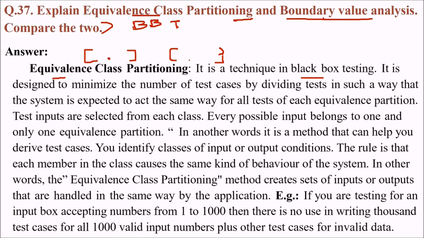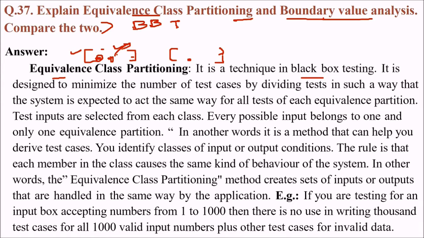We'll select one from here, say one from here, and every possible input belongs to one and only one equivalence class. In other words, it is the method that can help you derive the test cases. So you identify classes of input and output conditions, and the rule is that each member of the class causes the same kind of behavior of the system. So we can take only one.